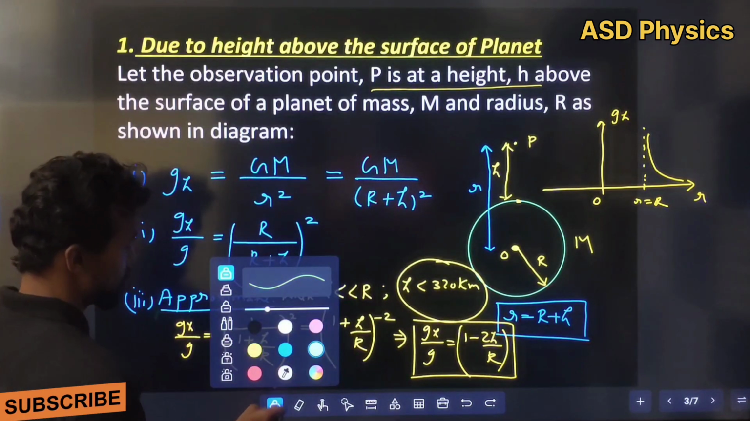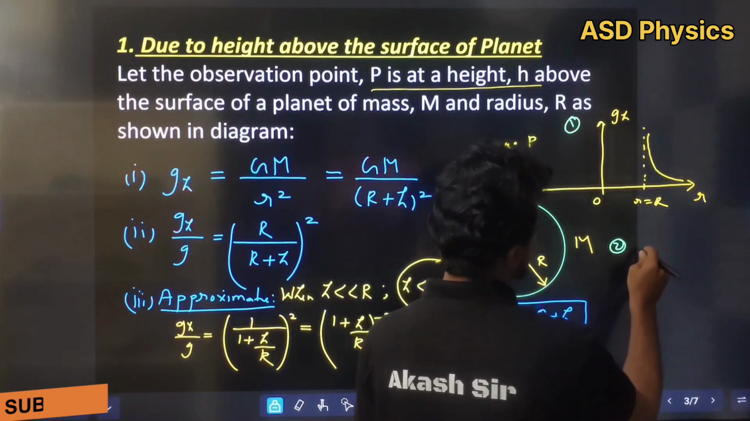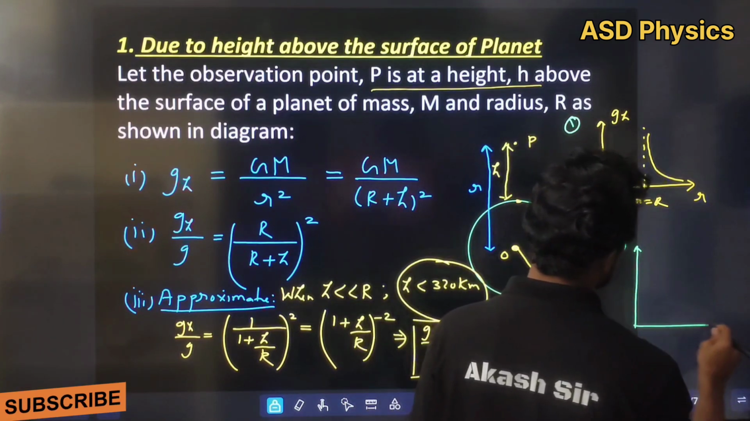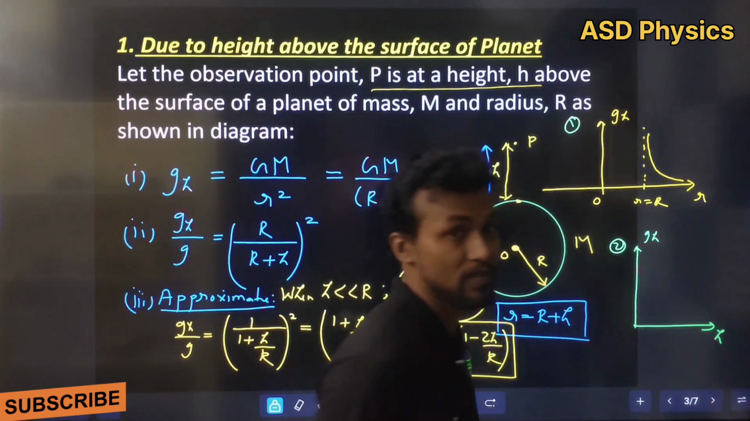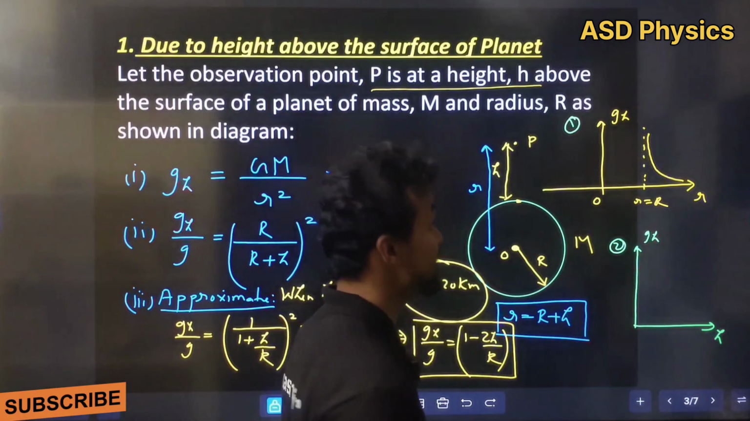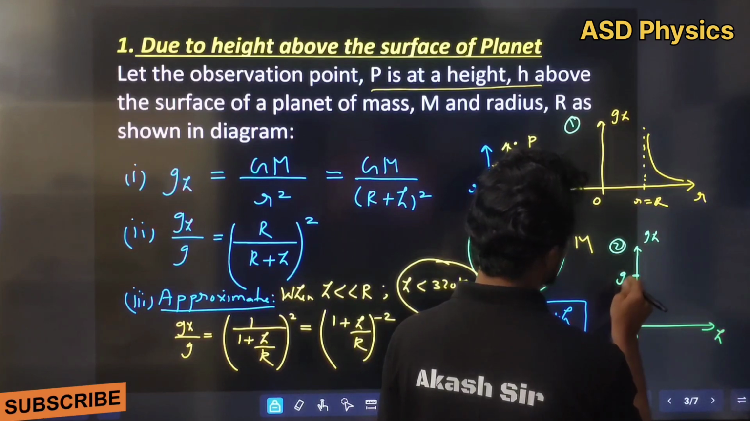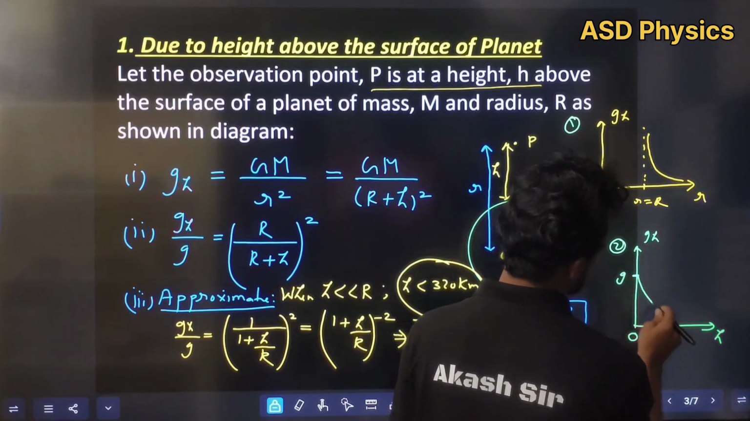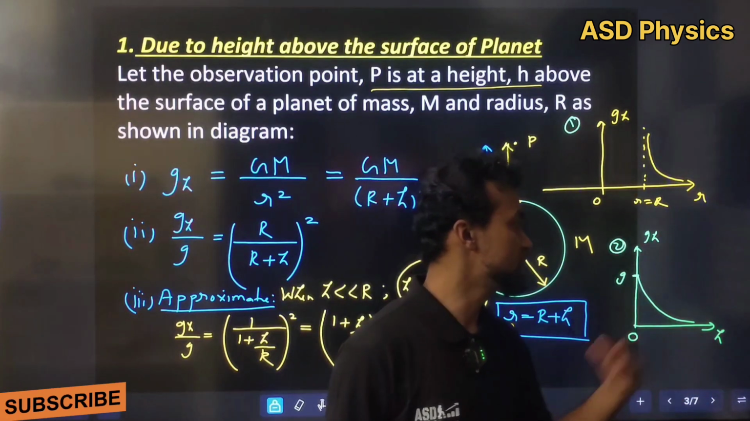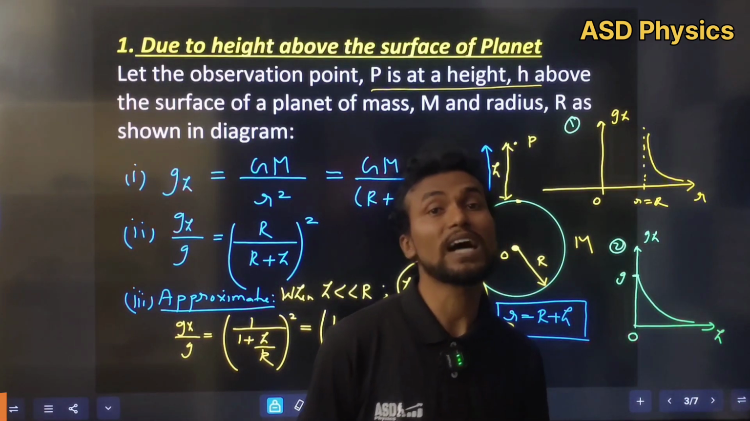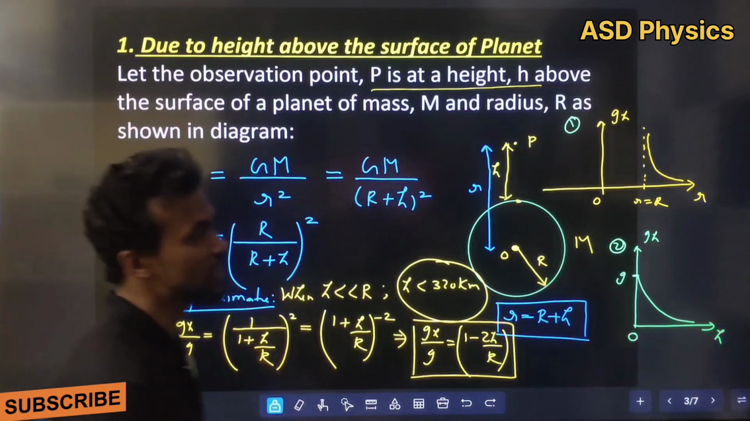Okay. If I draw one more graph, sometimes the graph can come like this also. This side is gh and this side is h. So at the surface of the planet, the h value is how much? 0. And at the surface the value is how much? g. So then the graph will be like this. Now, so this is gh versus r and this is gh versus h. And h is what? The height of the observation point from the surface. Okay, so this is the height here.